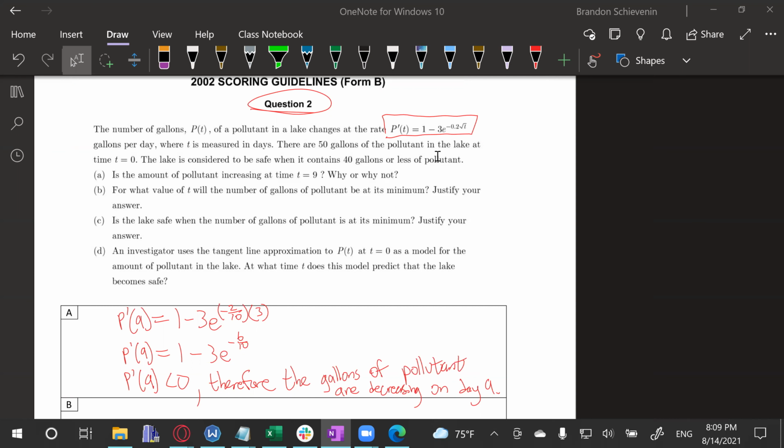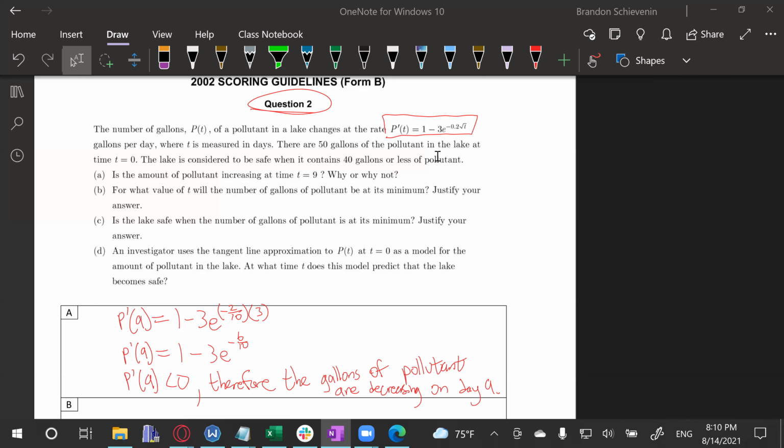For part A, we wanted to know whether the amount of pollutant was increasing or decreasing at t equals 9, and why or why not. So Jade had us plug in 9 into P prime of t in order to figure out whether it's increasing or decreasing. So this is already the derivative. We ended up getting a negative answer when we plugged in 9. So therefore, the gallons of pollutant was decreasing by day 9.